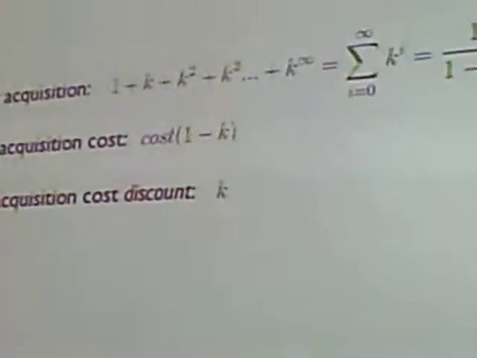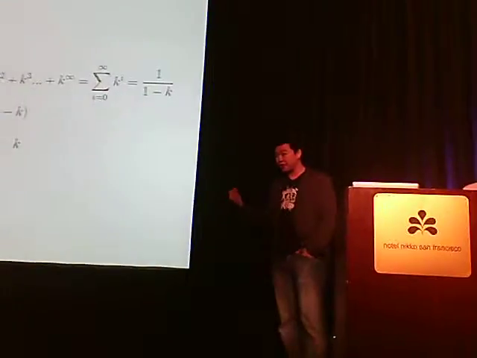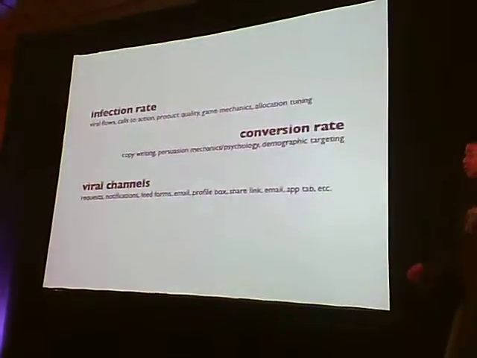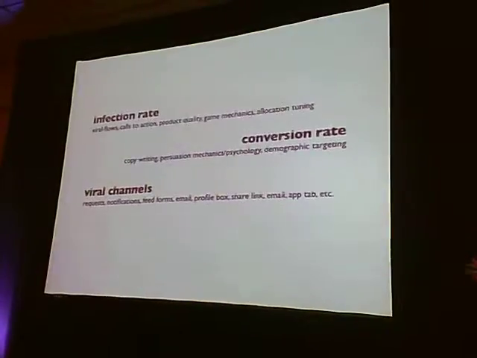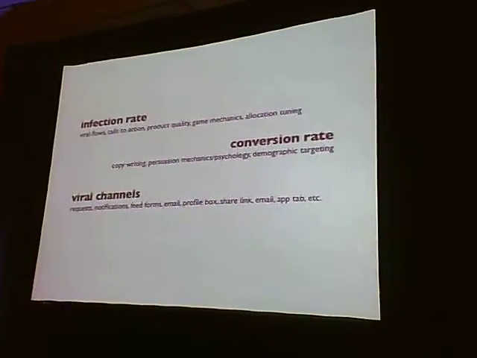And if you look at how much the top companies are investing in advertising, this is exactly how they're doing it. At scale, it is probably unaffordable to buy 12 million users at once. But it is very affordable to buy 1 million users and get 12 million as a result of it. So how can you optimize each of those things? Well, infection rate. So as I mentioned, viral flows, calls to action, product quality, game mechanics, and allocation tuning. Those are some of the things you can optimize.